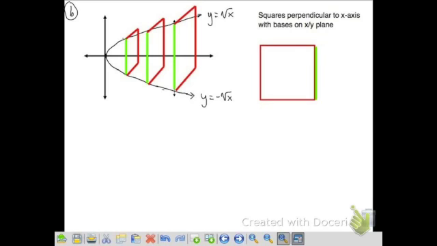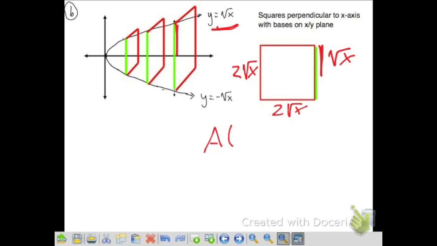Now, as we're moving left to right here, we can try to analyze what this is doing and figure out at each point, notice that half of this base is our square root of x. So if I want the whole side of this, it's going to be 2 times the square root of x, giving me an area in terms of x, which would be equal to 2 square root of x squared, or 4x. Again, now we have an area of the cross-section in terms of x.